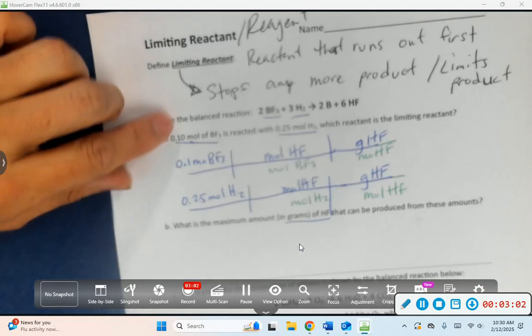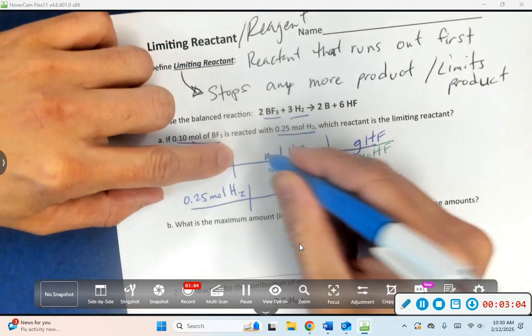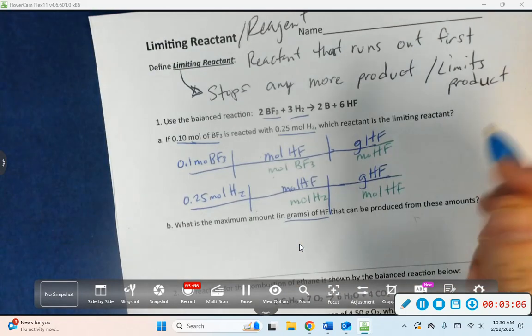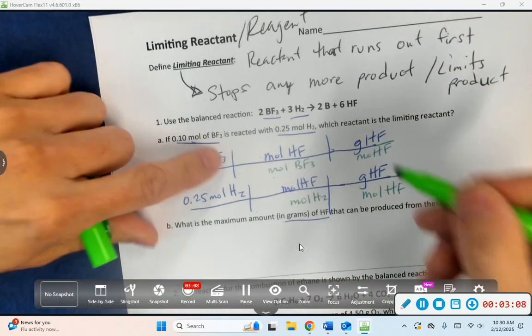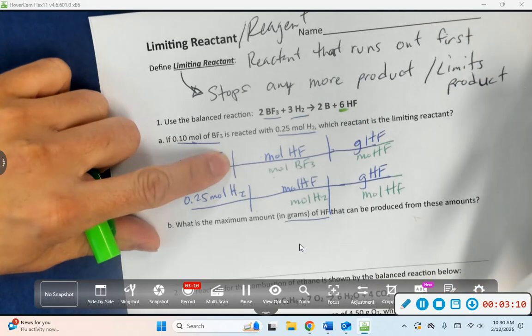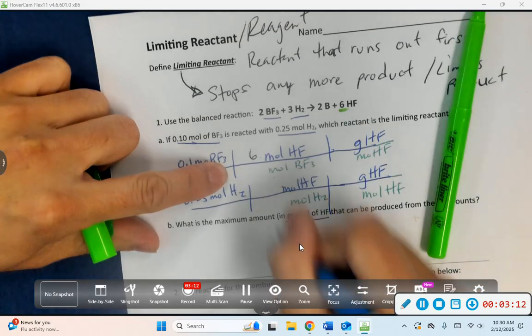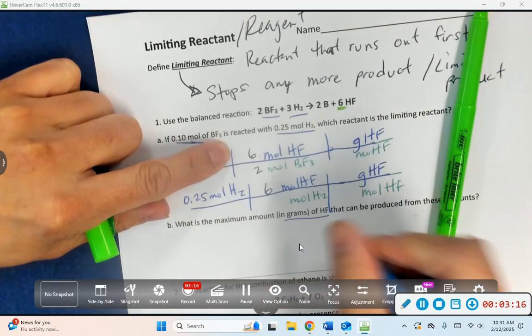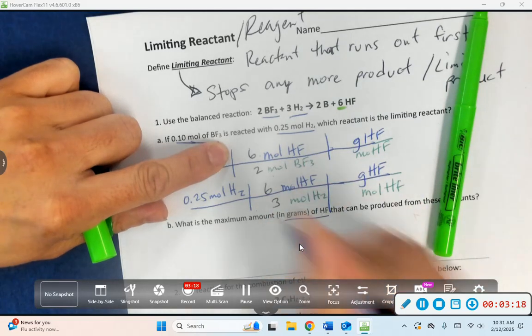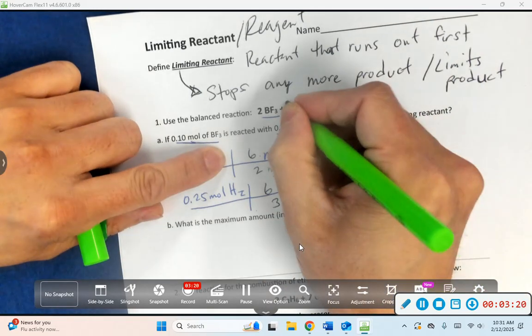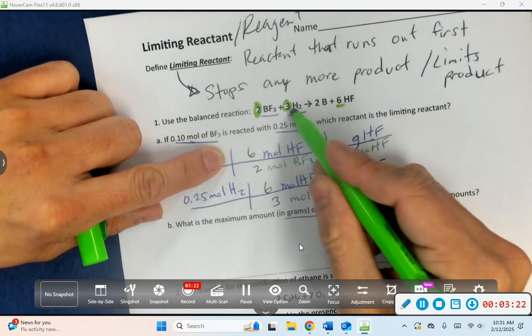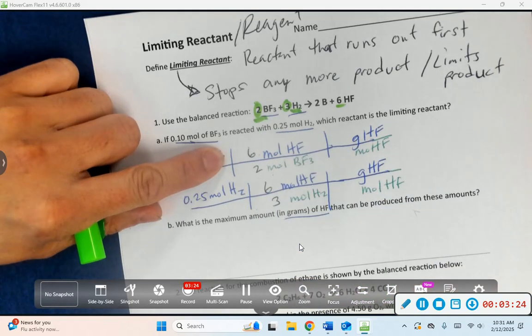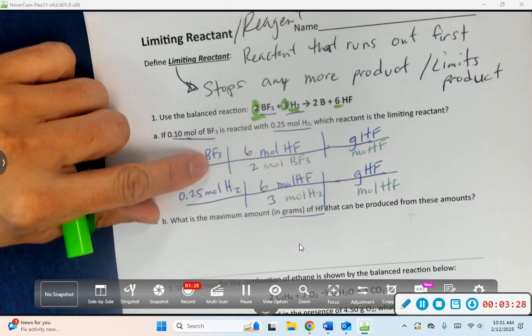So just applying the things that we've learned. Mole over mole, look at the equation, which is mole over mole. HF is 6, same for both grids here. But the bottom, BF3 is 2, H2 is 3. So we get all these numbers from the coefficients here. 2 for boron trifluoride, 3 for hydrogen.